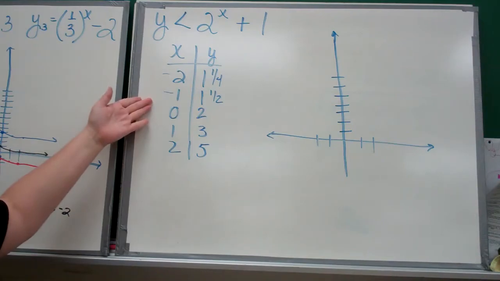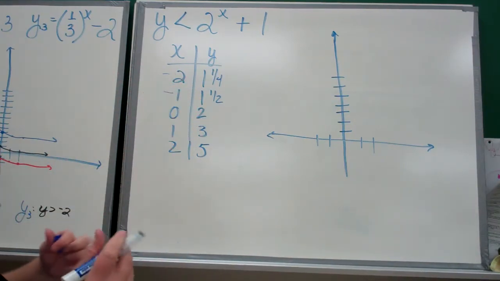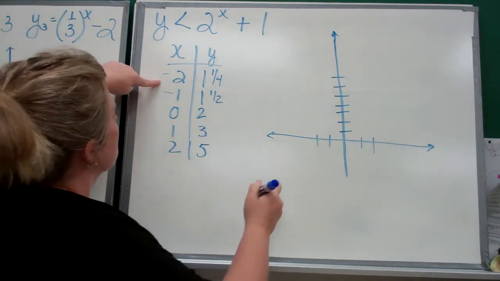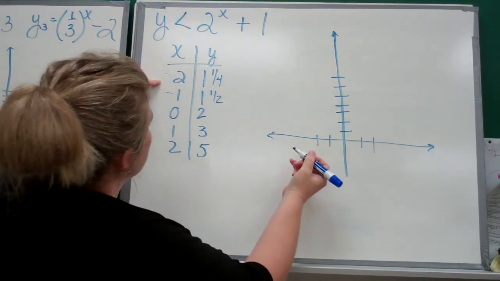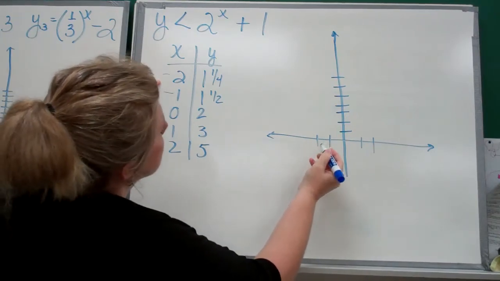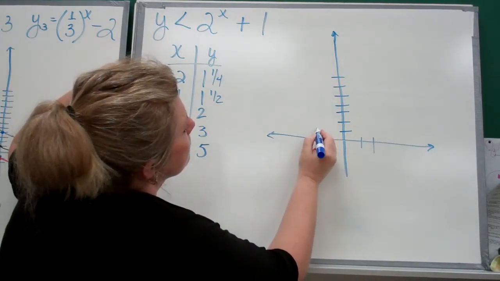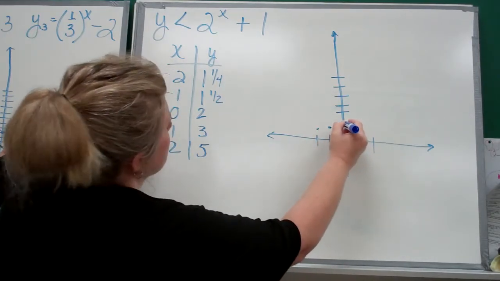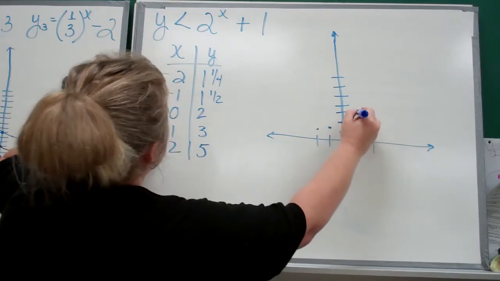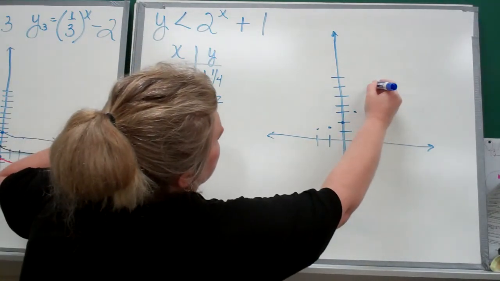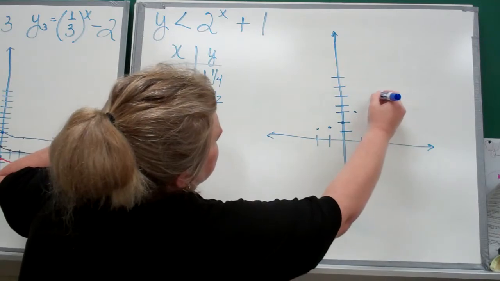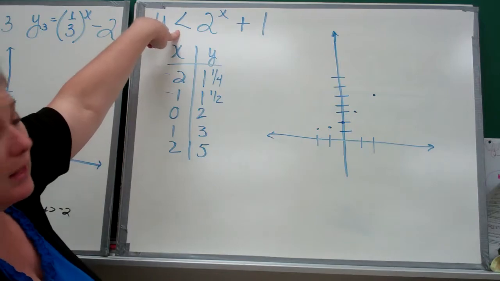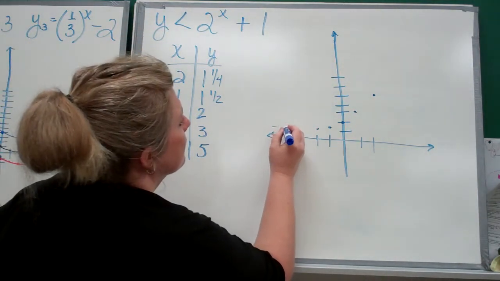Okay, again, it's 2 to the x plus 1. So it's been moved up a little bit. So at negative 2, we're at 1 1/4. Then at 1 1/2. And then at 2. And then at 3. And then all the way up to 5. And then since this is just a less than, this is the dashed line.